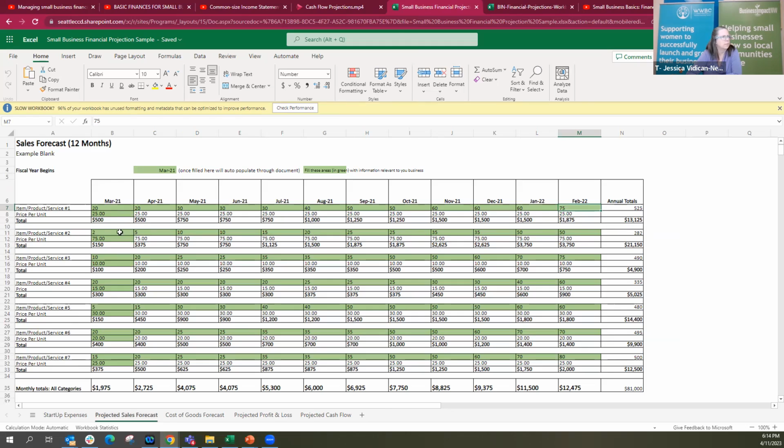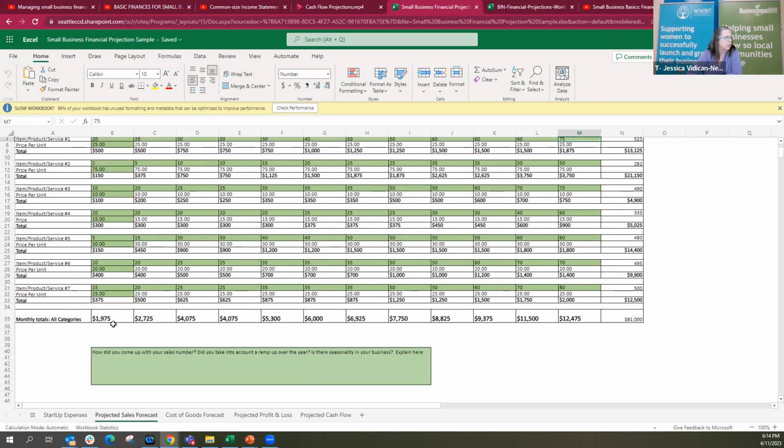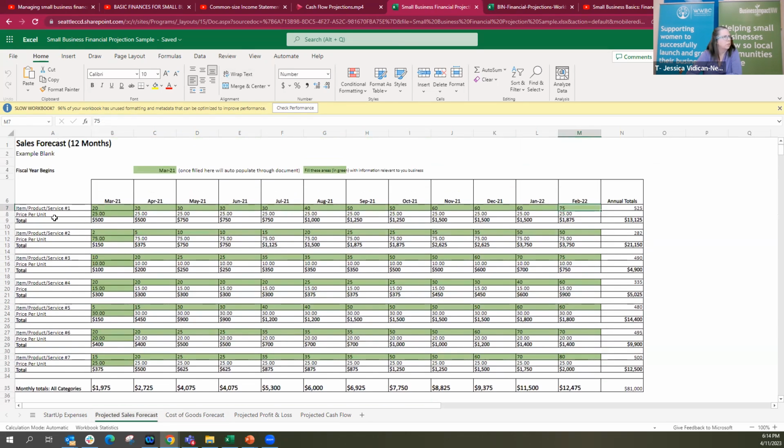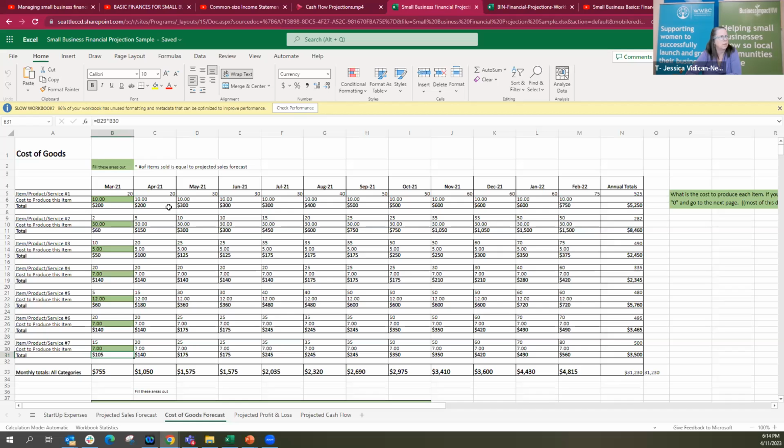And then you can see how they have 7 different items on their monthly amounts that they're hoping to sell. And then you can see the cost of goods, and you want to make sure that item product service number 1 on the cost of goods matches your item product service number 1 on the projected sales. So just keep those things the same for each, so that they track. So you're having the actual cost of goods for all the different things you're thinking of offering.